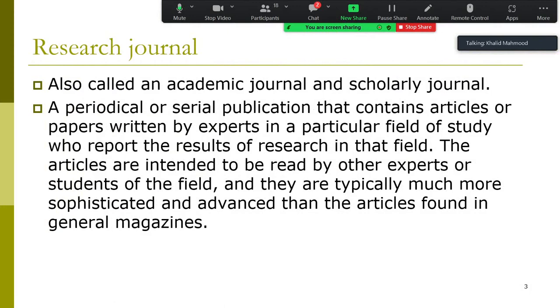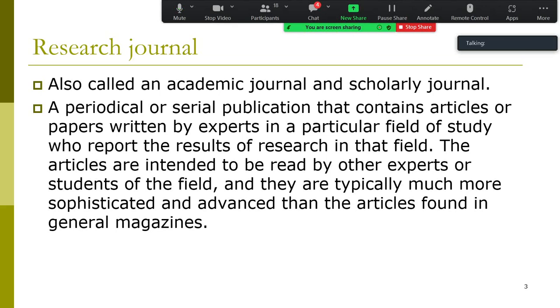So a research journal is called an academic journal or a scholarly journal. It is a periodical or serial publication that contains articles or papers written by experts in a particular field of study who report the results of research in that field. The articles are intended to be read by other experts or students of the field, and they are typically much more sophisticated and advanced than the articles found in general magazines.